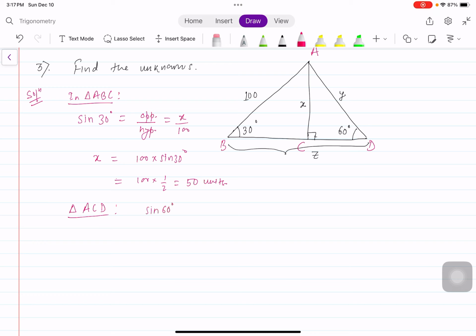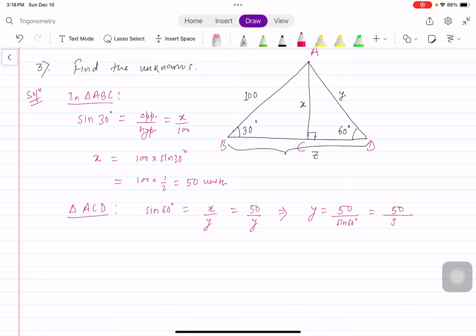Sine 60 degree equals opposite over hypotenuse. Opposite is x, and hypotenuse is y. x we just found to be 50, and y is unknown. So this will give me y equals 50 over sine 60 degrees.